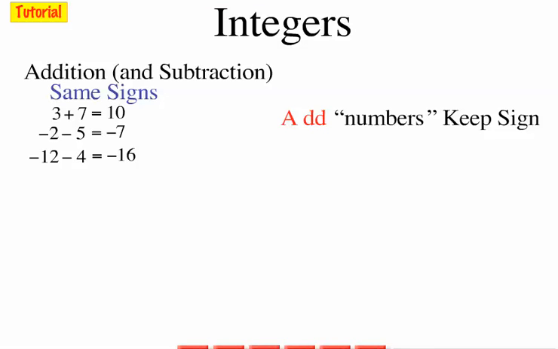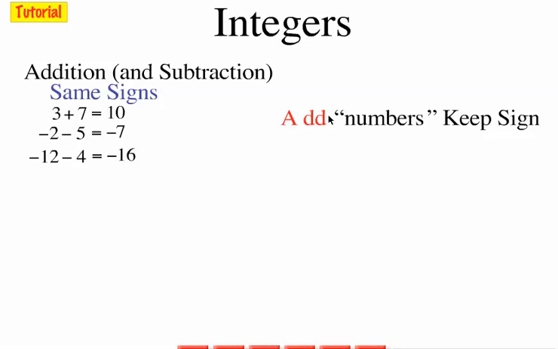If you're 12 steps below ground and you walk 4 steps down further, we expect to be negative 16 steps below the ground. Okay? So notice what we've done. The 3 plus 7 we just added, we got 10. The 2 and 5, to get 7, we just add the 2 and the 5, we get 7, and keep the negatives, right? 12 and 4, you get 16, and we kept the negatives.